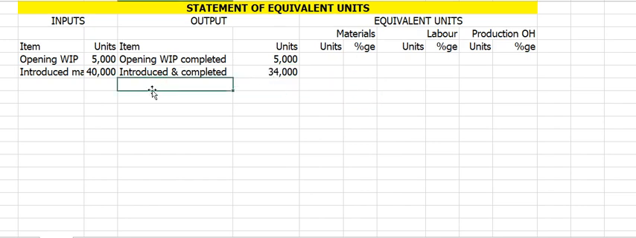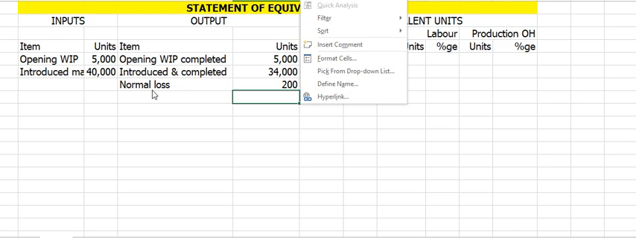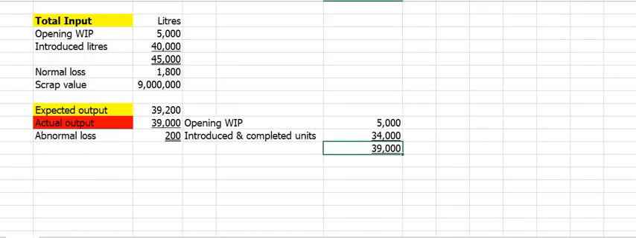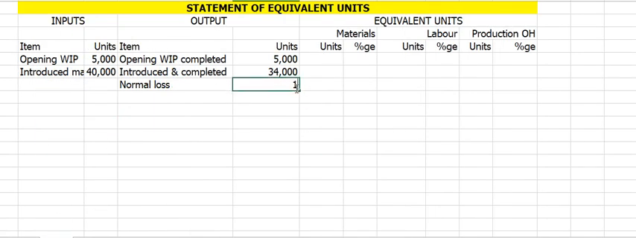Still, as part of your output, there will be normal loss because we have a normal loss in this process. Normal loss is 1800 liters. But then there is an abnormal loss of 200 liters.